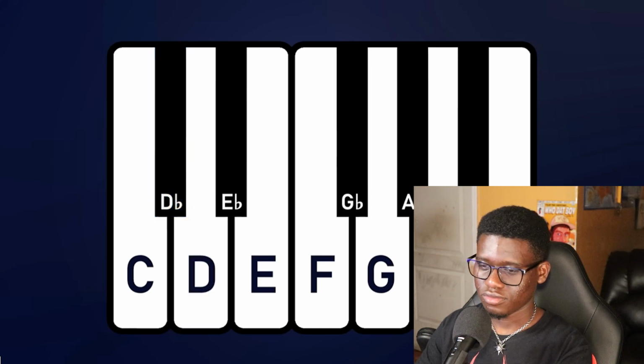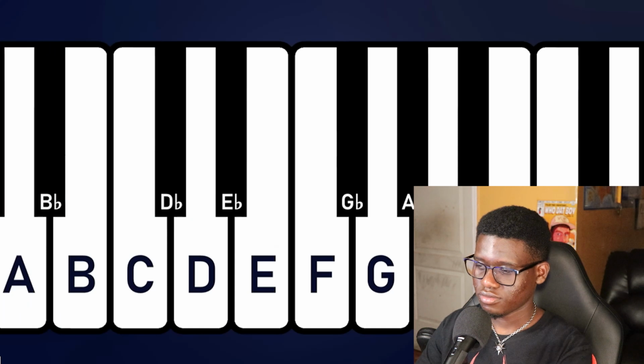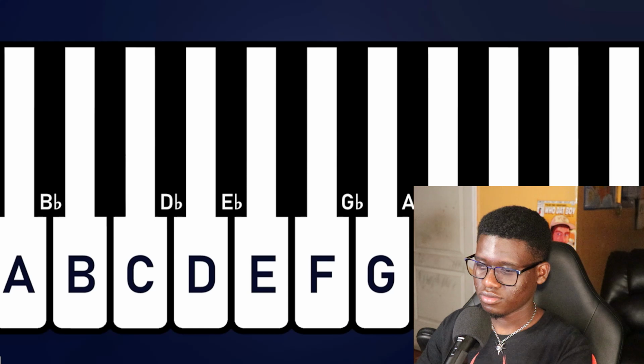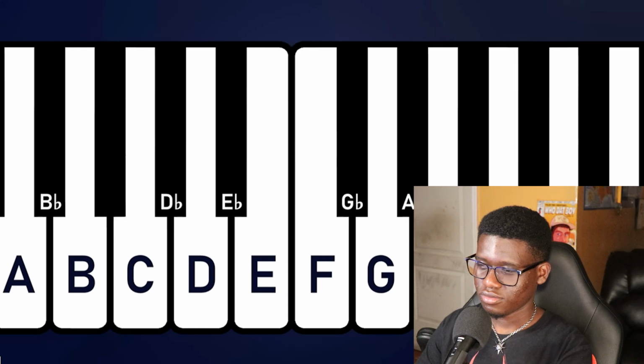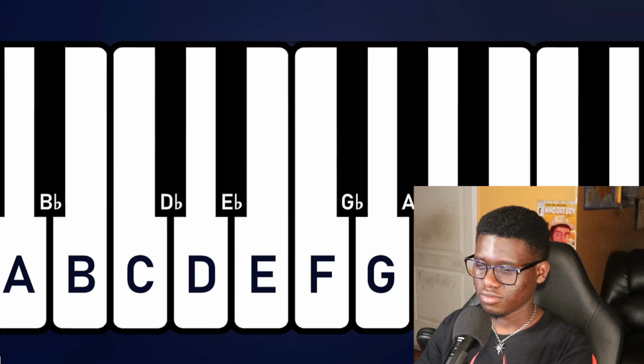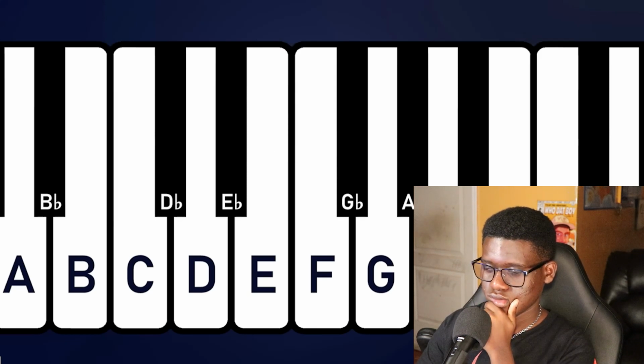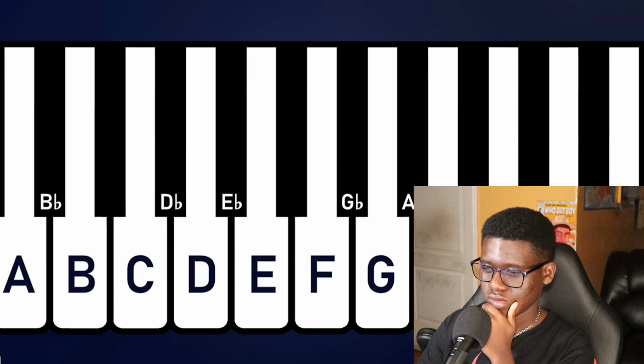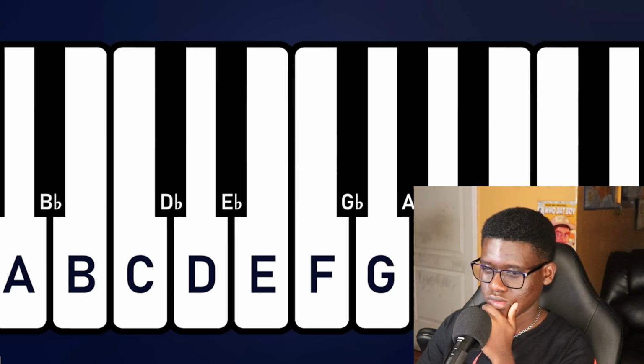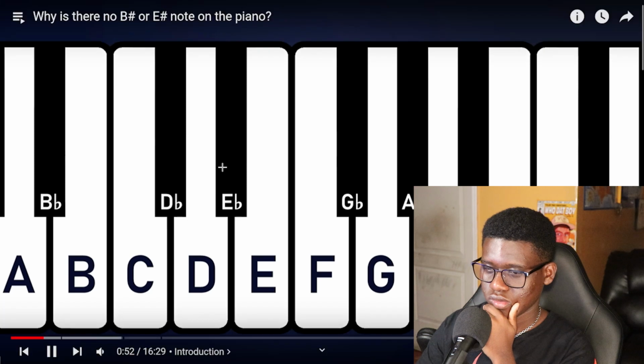But a question that every musician has asked at some point is, why is there no black note in this gap or this gap? Why is there no B sharp and no E sharp? Or why is there no C flat or F flat? Well, the first step to understanding why there is no note in these 2 gaps is to first ask, why are there gaps here in the first place?